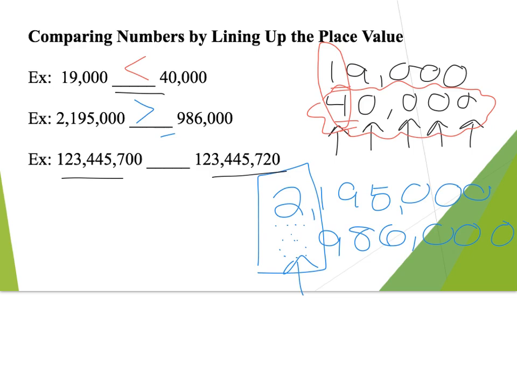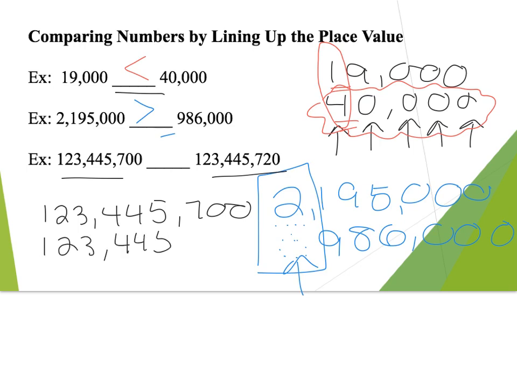On to our final example, you'll notice that these two numbers are actually very similar looking, so we have to be careful when we're lining up our numbers here. We have 123,445,700 versus 123,445,720. Now we're going to look at one place value at a time.